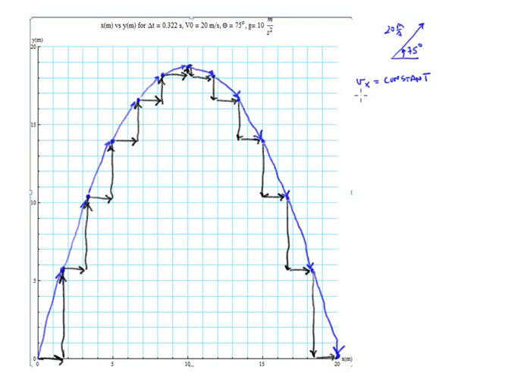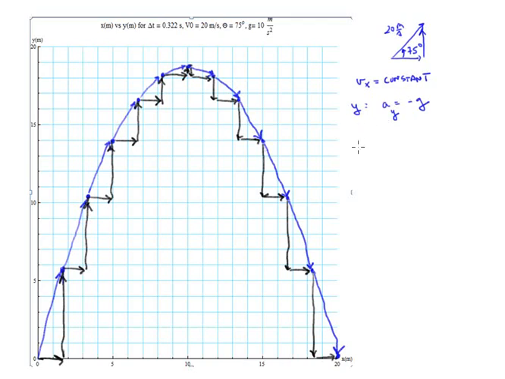And so the y behaves just as if the ball was thrown straight up in the air with an initial velocity equal to the y component of this 20 meters per second angled at 75 degrees. In other words, it's a vertical motion with a constant a equal to minus g.